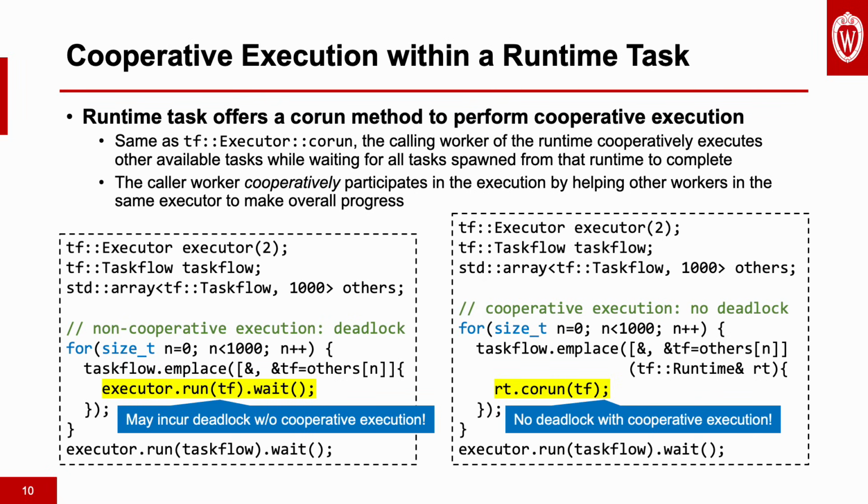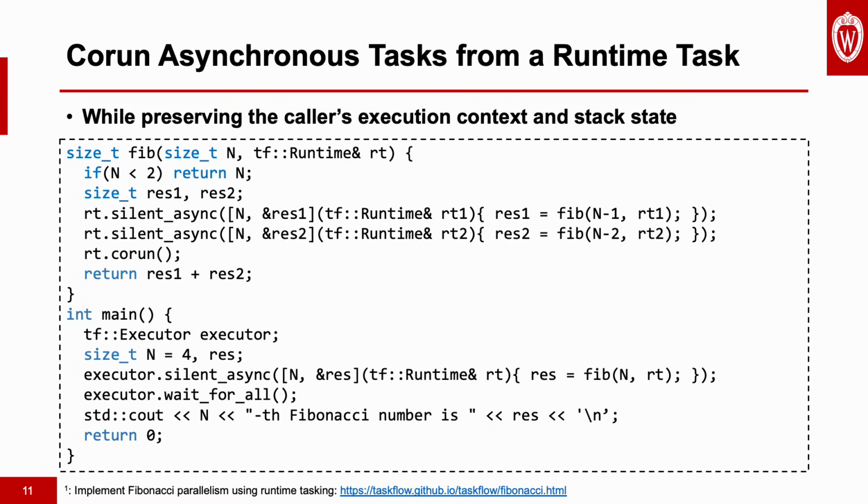To avoid this problem, we can use corun from a runtime task, as shown on the lower right, to cooperatively run these 1,000 taskflows, allowing workers to continue performing useful work cooperatively through work stealing. With cooperative execution, we can corun asynchronous tasks from a runtime task, while preserving the caller's execution context and stack state. This is important for us to implement recursive algorithms that need to post-process the results from recursive calls.